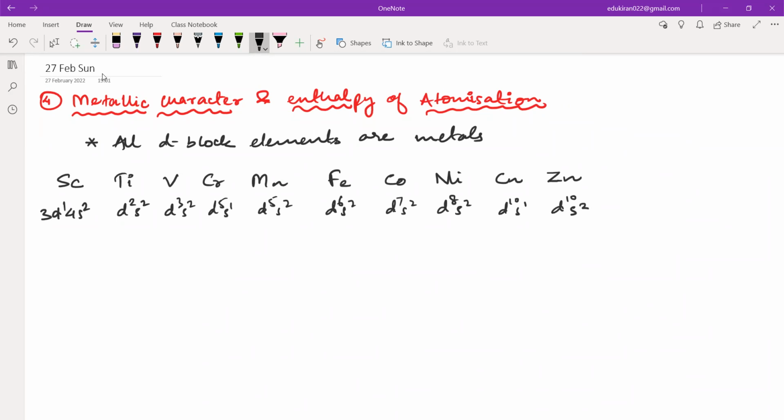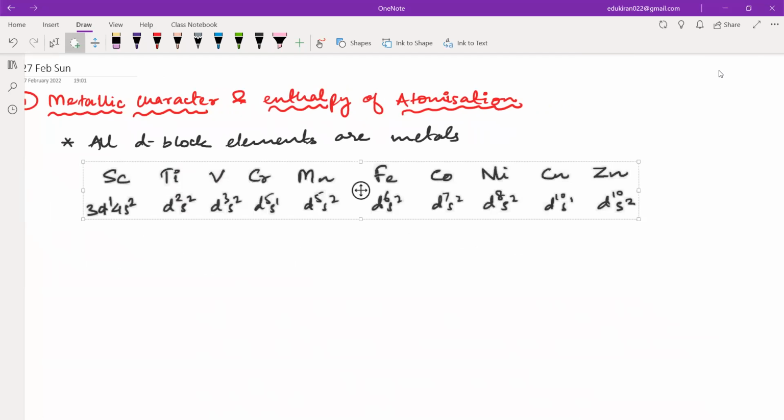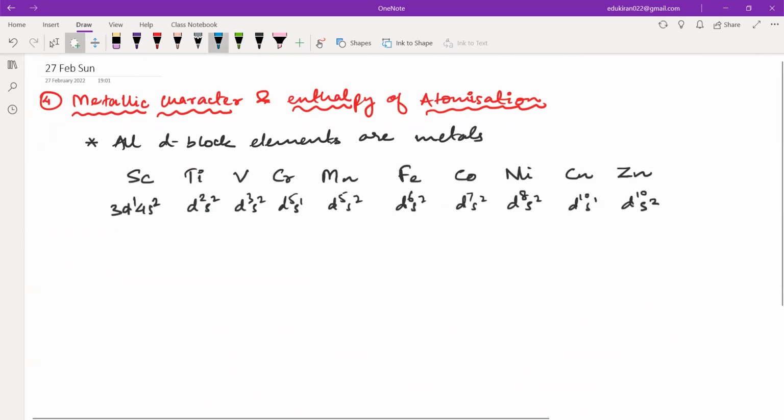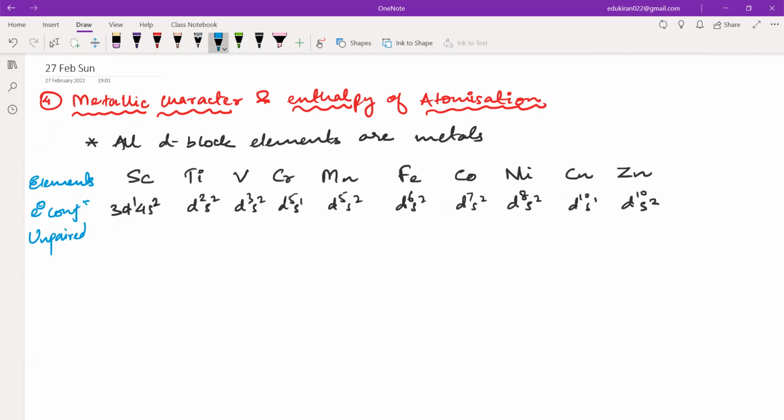Now let us look at the unpaired electrons. We have talked about two things, the elements and their electronic configuration, and from that, we can also talk about the unpaired electrons. So these are our elements, the electronic configuration, and then the unpaired electrons. Here you can see s2 is paired. So we have only one electron, the d1 electron, which is unpaired. So we have one unpaired electron in scandium.